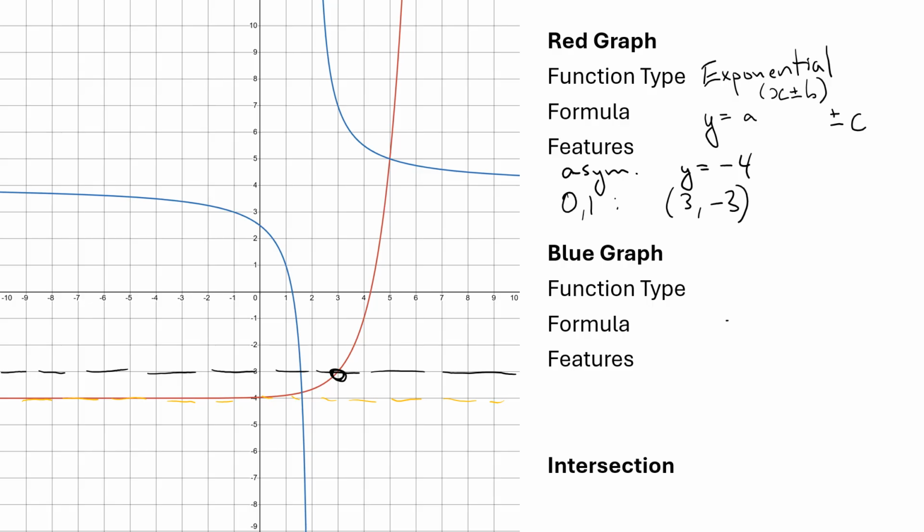Okay, so we've got most of the information that we're going to need to figure out what the function is for that exponential curve. Okay, now we're going to go ahead and look at the blue graph. I'm going to erase some of these marks that I made here.